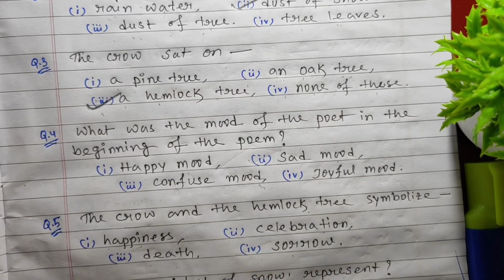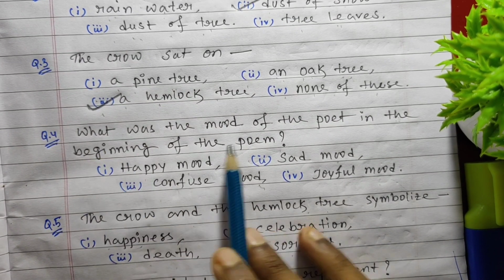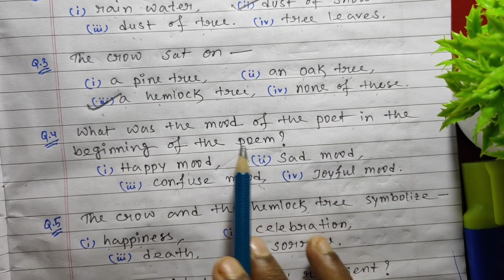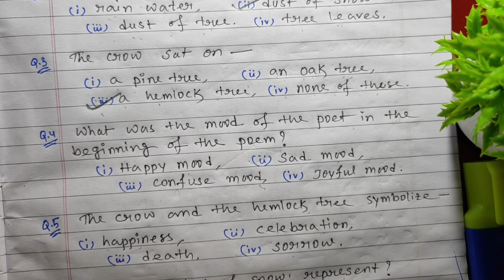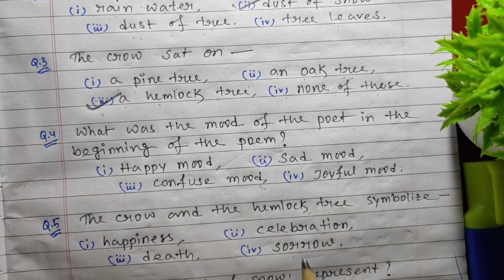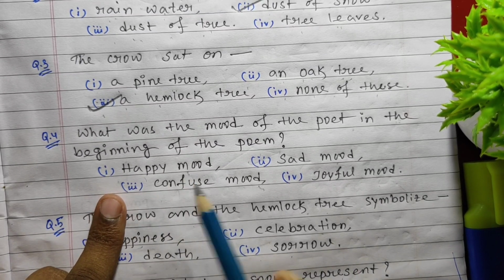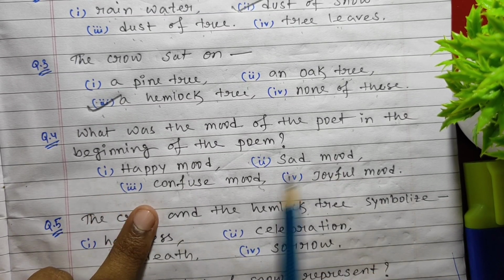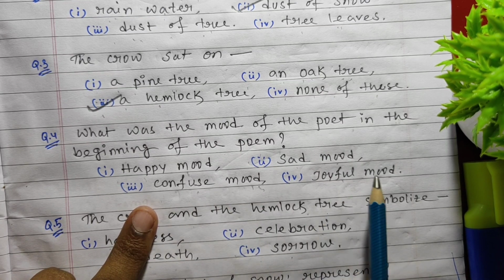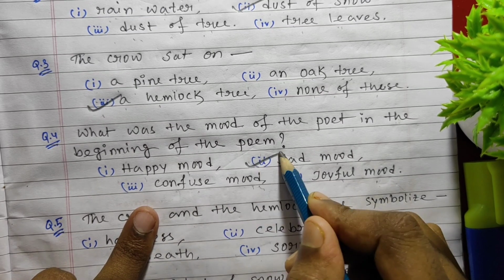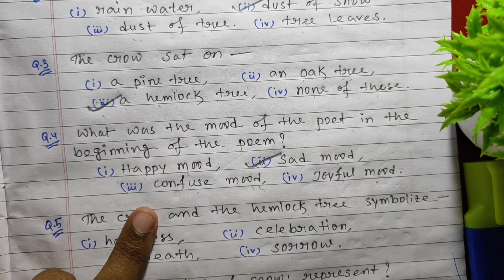Now number 4, what was the mood of the poet in the beginning of the poem? Now when the poem started, that time what was the mood of the poet? Was he in happy mood? Was he in sad mood? Was he in a confused mood, or was he in a joyful mood? And the answer is he was in sad mood.